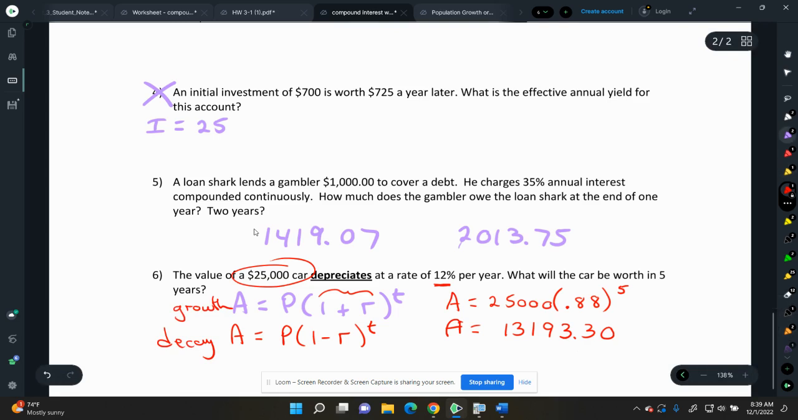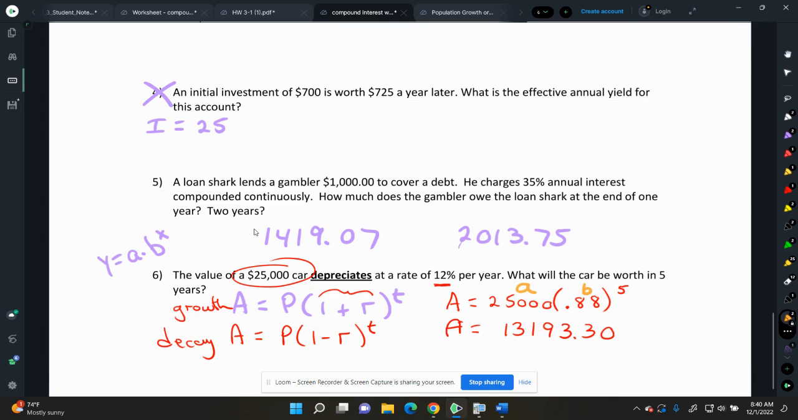so relating this back to y equals a times b to the x, right? If b is greater than 1, it's a growth function. If b is less than 1, it's a decay function. And when we look at this, here's my a, and here's my b. Okay, that makes sense to everybody? Okay.